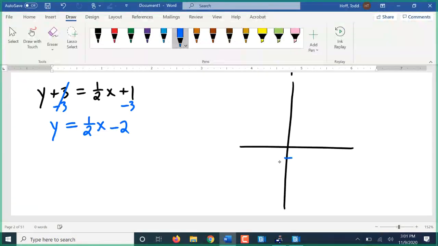So what we have here is y equals 1/2 x minus 2. So we start out at negative 2. 1/2 x means we're going to rise 1, run 2. There's that equation.